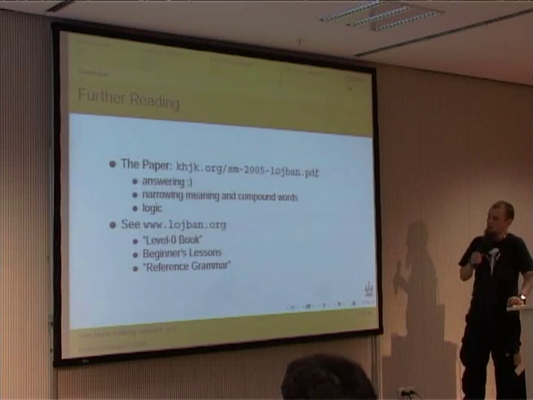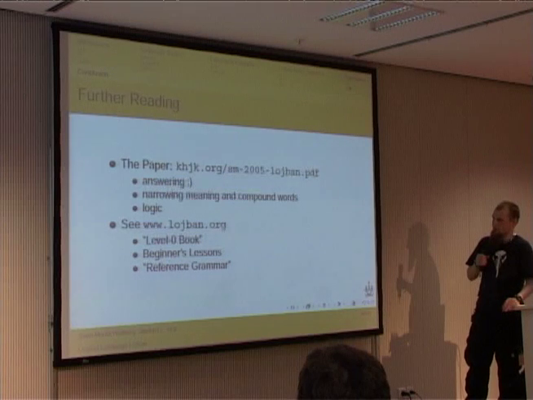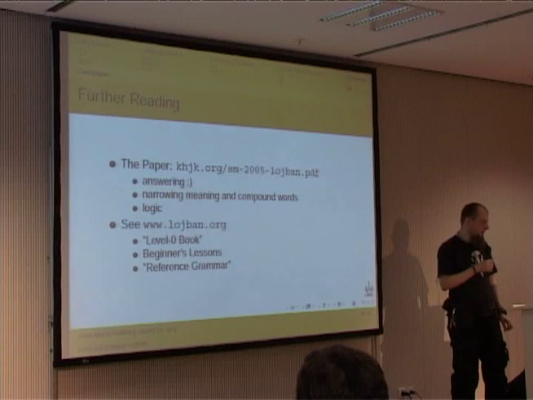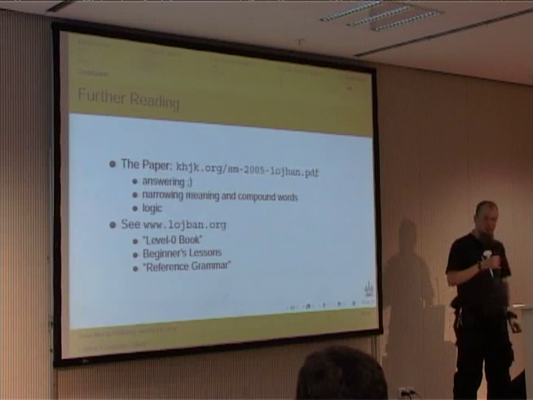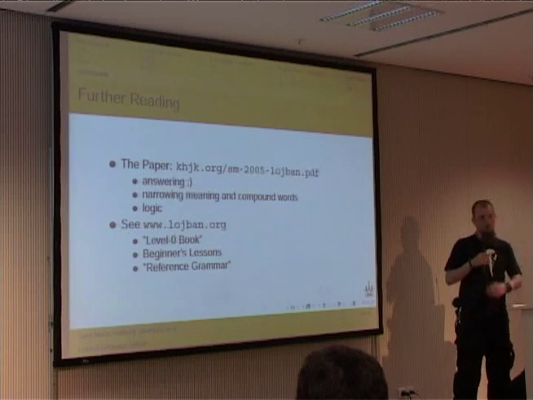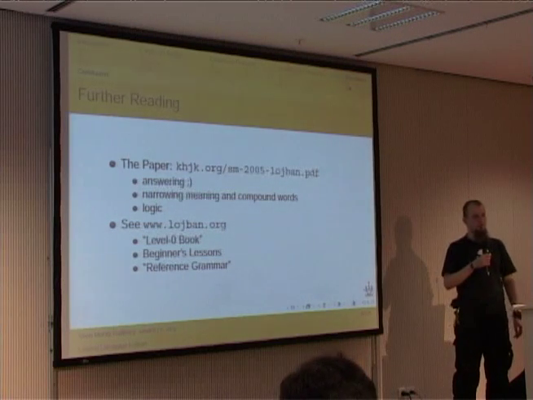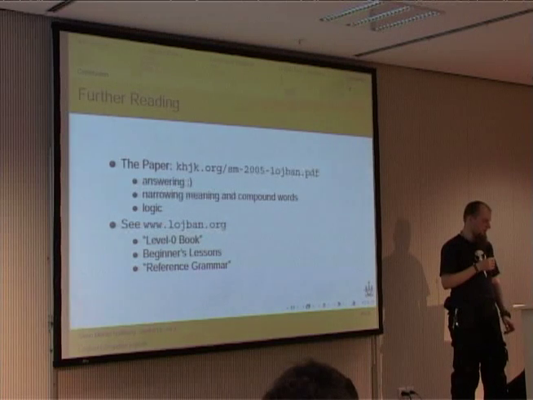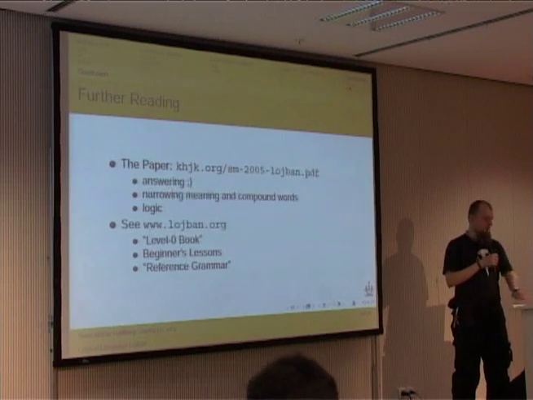But if you really want to learn stuff about Lojban, check out the website lojban.org. Really simple to remember. There's one thing that's called the Level 0 book. This is the one that I read in 3 days, or 4 or whatever. There's also some beginner's lessons that take a slower pace, if you prefer. This Level 0 book is if you're impatient and you're okay with going a little faster. And then there's a reference grammar.